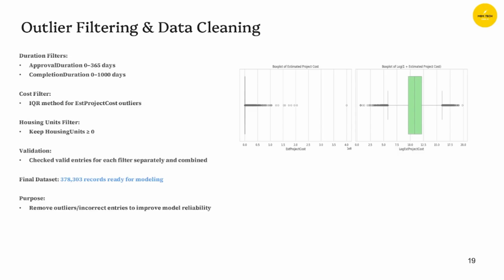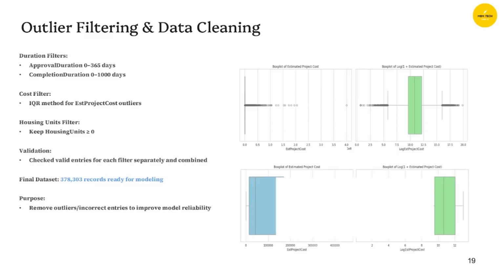Similarly, for the estimated project cost also, as you can see in the picture, the data is highly skewed. So we needed to do something so that the skewness is reduced. We have used the IQR, or interquartile range, method for removing the outliers. After doing the IQR, you can see in the next picture that the skewness is somewhat gone, and the distribution of the data is much better than that.